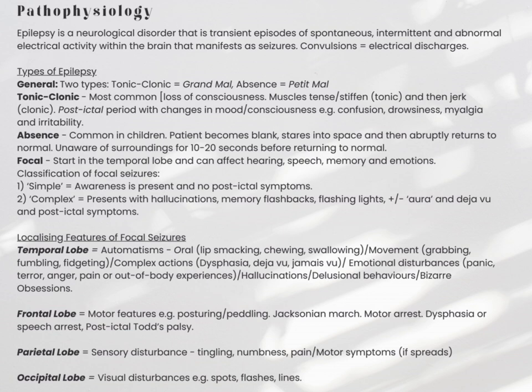They are characterized by loss of consciousness, periods of the muscles becoming tense or stiffening, or tonic periods, and then periods where the muscles become jerky and the patient starts to jerk, or clonic periods. And this is usually followed by a post-ictal period where the patient will experience changes in their mood or levels of consciousness. For example, they can be more confused, drowsy, they can experience muscle pain or irritability.